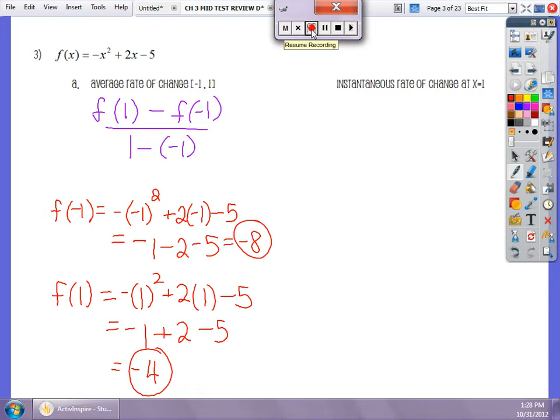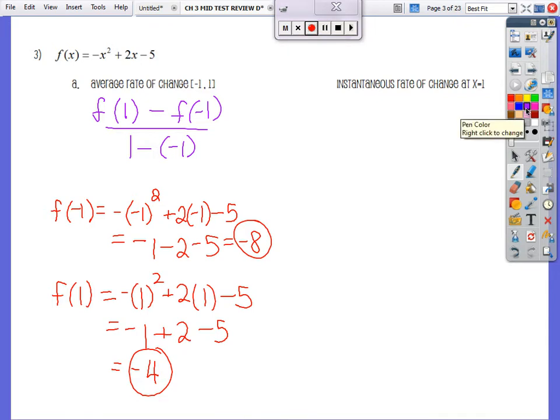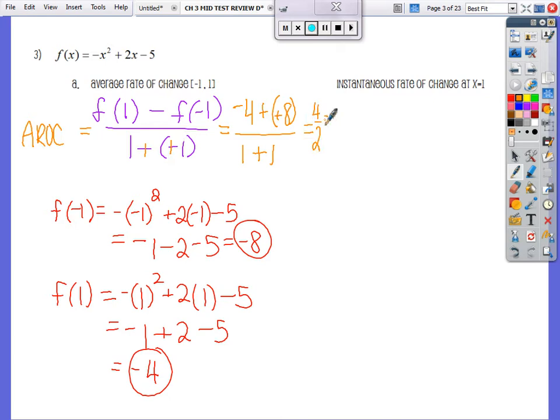And so now I'm going to put the values back into the slope formula in orange. So the average rate of change, which is the same as slope, would be the y value at x equal to 1, which is -4, minus the y value at -1, which is -8, all over 1 plus 1. Those cancel, and we end up with 4 over 2, which is 2. All right, instantaneous rate of change, completely different question.